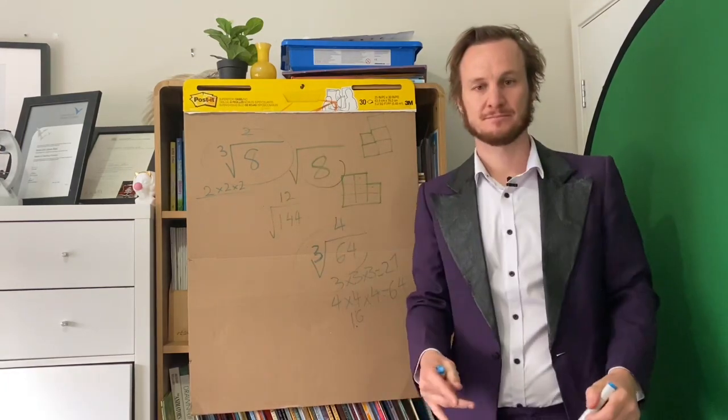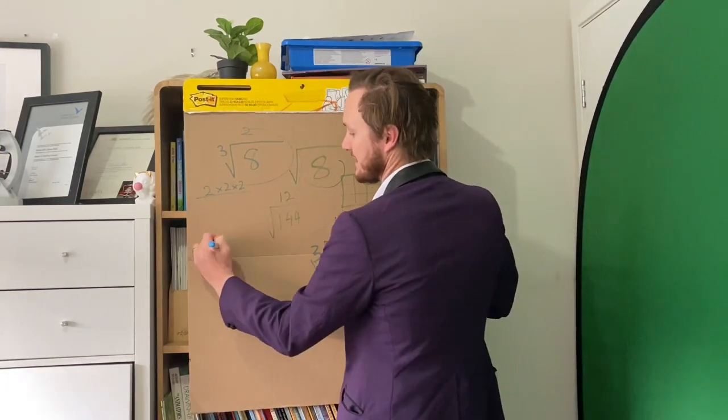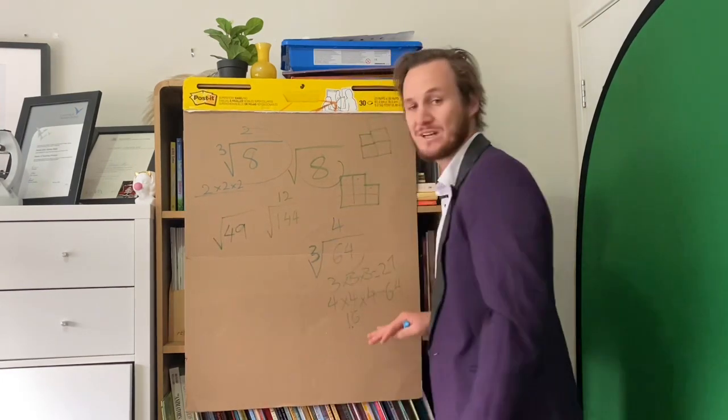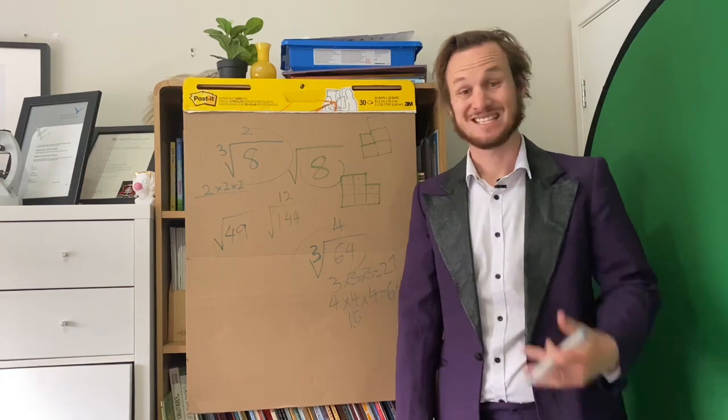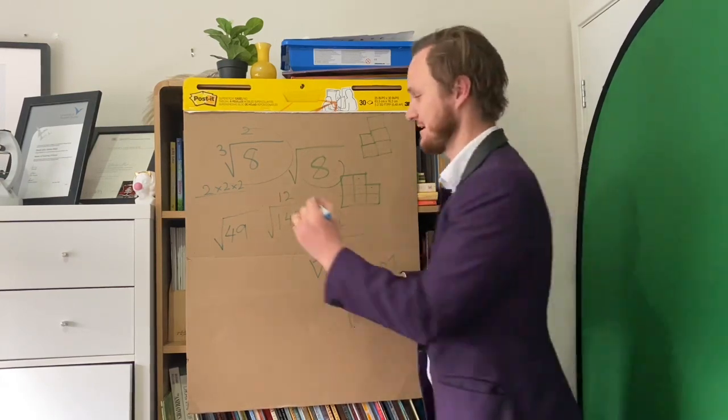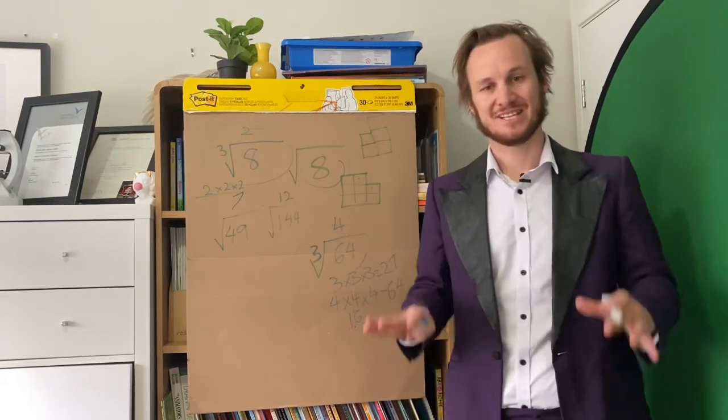Okay? So, like I said, what is the square root of 49? 6 times 6 is 36, doesn't work. 7 times 7 is 49, that must be it. So this is the square root.